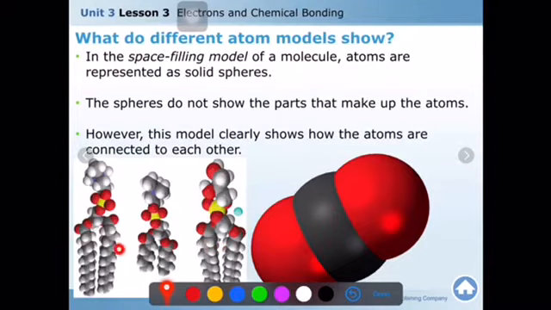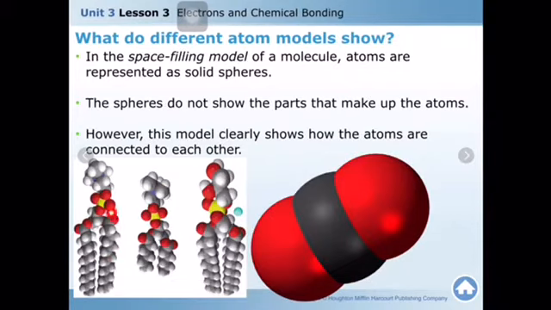For example, here you can understand where the hydrogen atoms are located, and where the carbon atoms are located in this phospholipid. For example, here is the nitrogen atom, and there is the oxygen atom. You are able to see all places in this model. This is called the space-filling model.